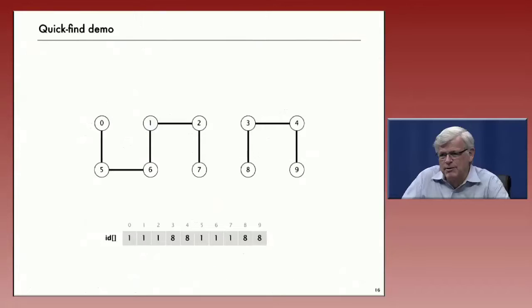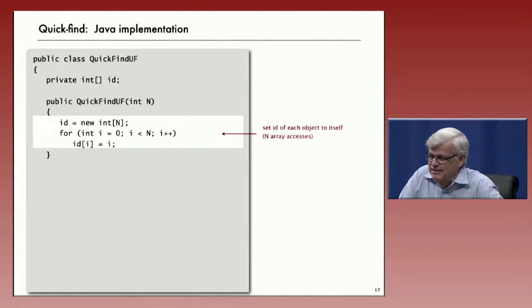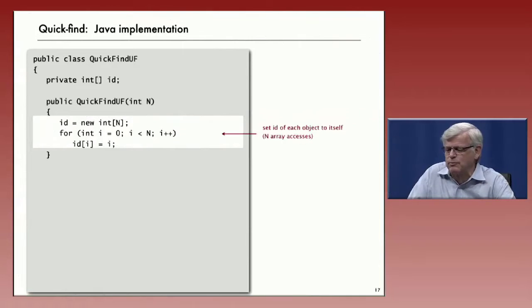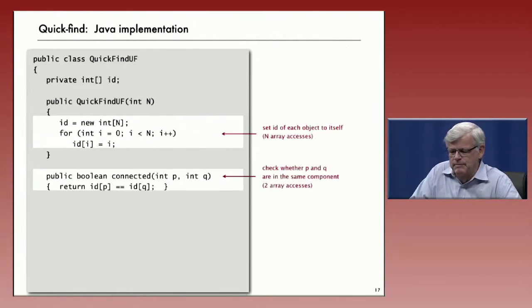Okay, with this concrete demo in mind, moving to coding up this algorithm is pretty straightforward, although it's an interesting programming exercise that a lot of us would get wrong the first time. So let's start with the constructor. Well, we have a private integer array, that's our ID array, that's the data structure that's going to support this implementation. The constructor has to create the array and then go through and set the value corresponding to each index i to i. That's straightforward.